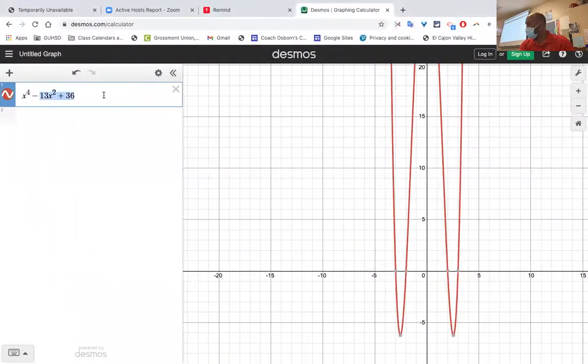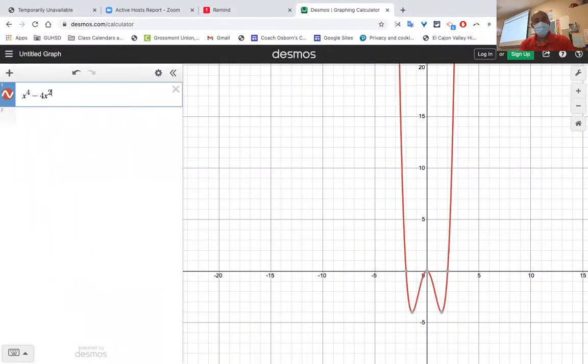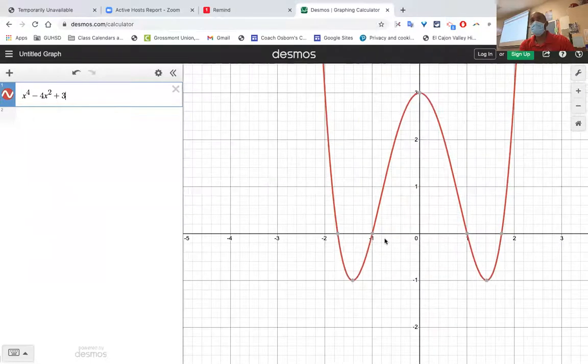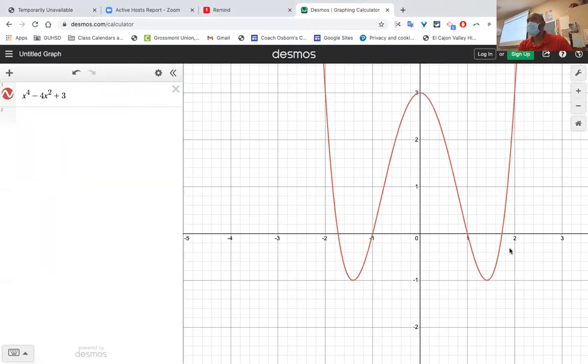So now let's do x to the fourth minus 4x squared, and then let's go plus 3. All right, let's see what we got. Flip that off. Okay, so here I've got -1 and +1. That works, I've got 2 roots. But then I've got over here these other 2 roots, which are not whole numbers. And you can see that there's some kind of decimal value.